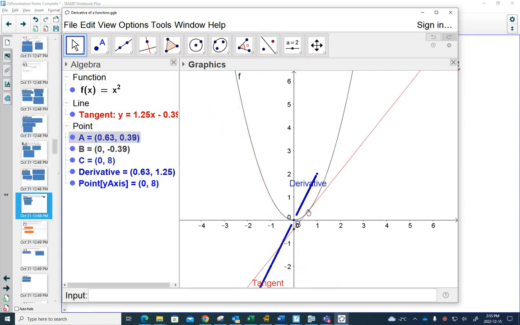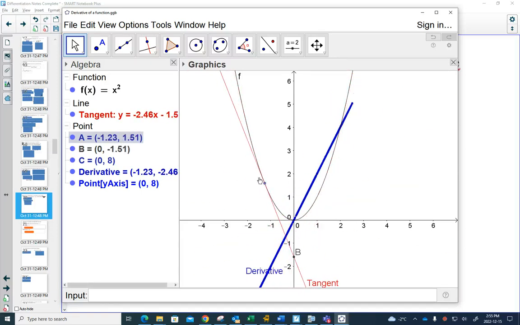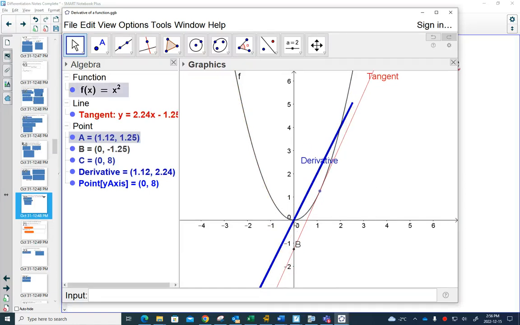Now we know that the derivative of x squared is 2x. Can you see that the blue line that's getting drawn is a straight line? Looks like it has a y-intercept of 0, it does, and it has a slope of 2. So the blue line that got drawn as I dragged all those points along became 2.